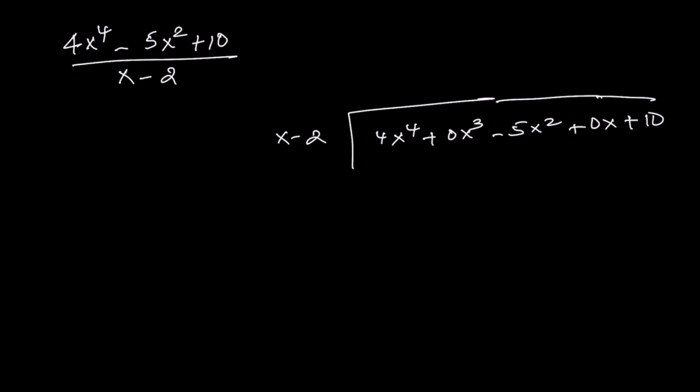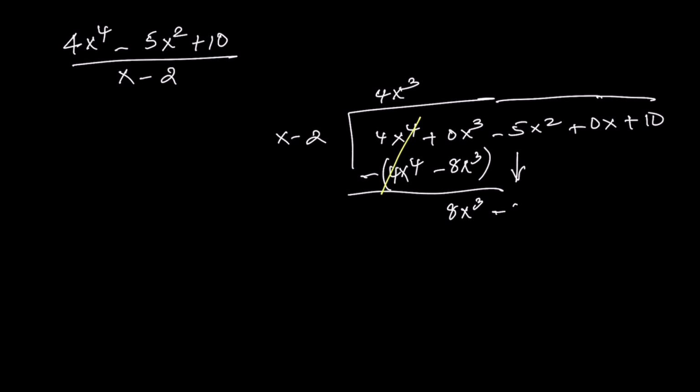Start dividing. 4x to the fourth divided by x gives 4x cubed. Before multiplying, put a negative sign in front of the parentheses. Multiply 4x cubed by x minus 2, giving 4x to the fourth minus 8x cubed. Subtract. The quartic terms cancel. 0x cubed minus negative 8x cubed becomes positive 8x cubed. Bring down negative 5x squared.